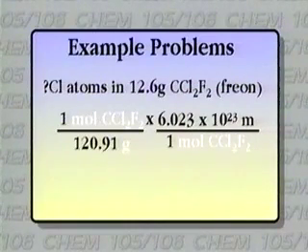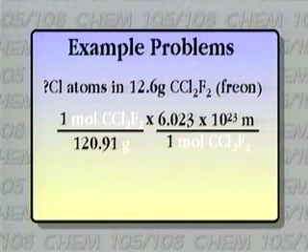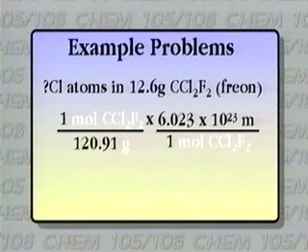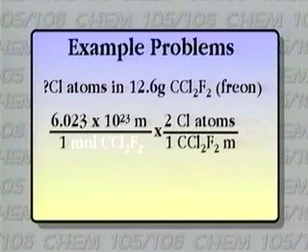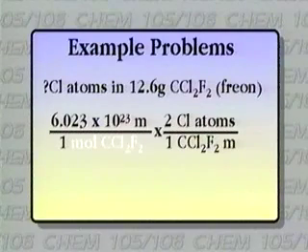But I'm still not at atoms. And so the next step would be to put in a conversion factor that would convert from molecules of CCl2F2 to atoms of chlorine. Well, I guess I'll do it this way this time. We're going to multiply now by 2 chlorine atoms per 1 CCl2F2 molecule.